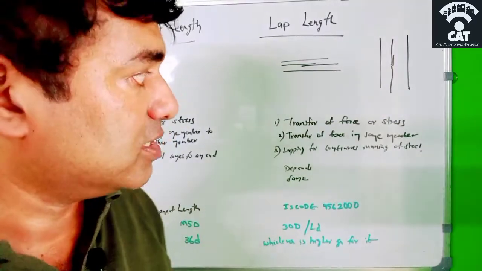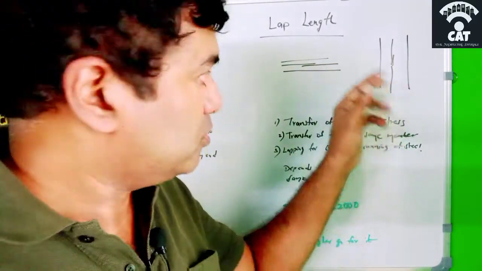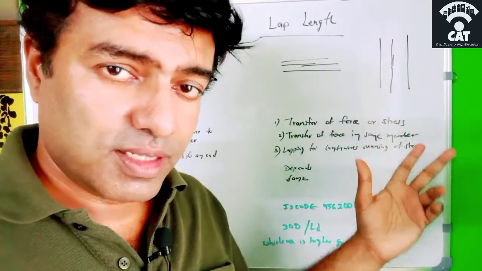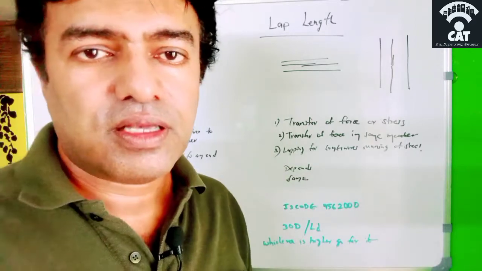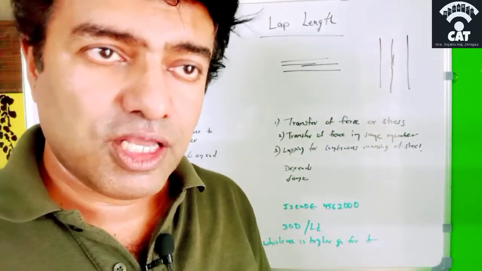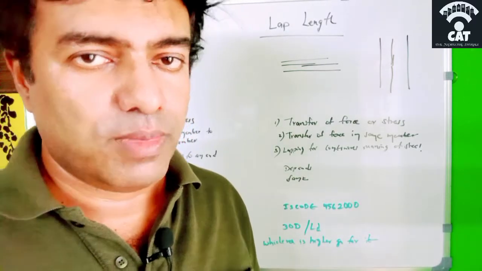If it is lapping length, what is happening? The same member, the same steel bar, is transferring the force to another steel bar. That's the difference between lapping length and development length. If the same member is transferring force to another steel bar, it is called lapping length. If it transfers from one member to another member, it is called development length.